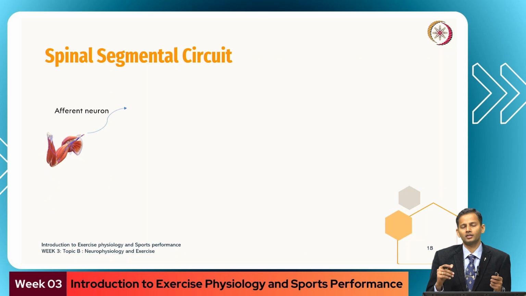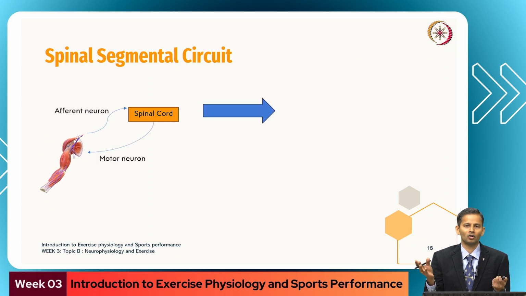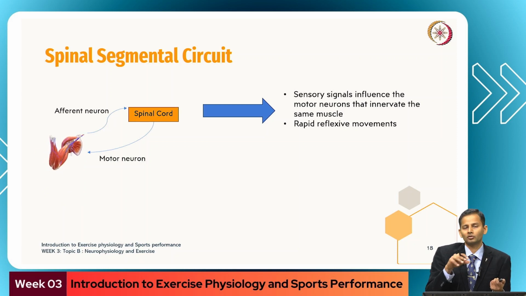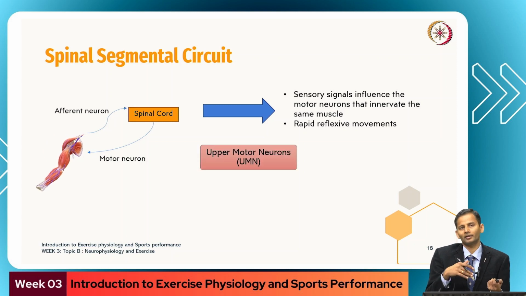So at the initial level you have the afferent neuron going to the spinal cord, and from the spinal cord with the local feedback it can provide motor response, which we discussed as a reflex motor response or an automatic activity. This happens because of the sensory signal influencing the motor neurons that innervate the same muscle. So from the same muscle the sensory signal goes, influences the motor neuron there, and then it immediately causes a motor response of the same muscle which got stimulated. So that's a rapid reflexive movement at the spinal level itself.